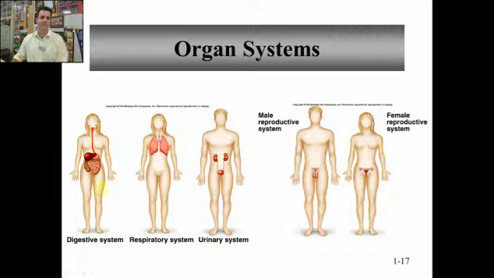Digestive system, you know, all the digestive system organs. Respiratory system, lungs, trachea, and so on. Urinary system, urinary bladder, kidneys, and so on. And then the reproductive systems of male and female.